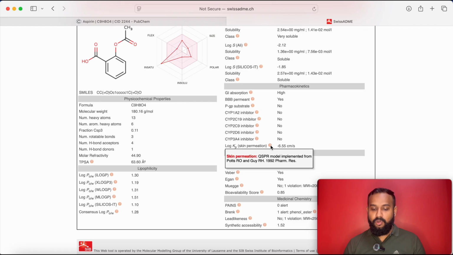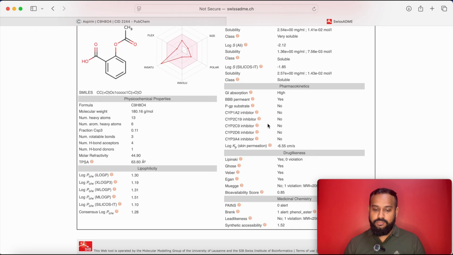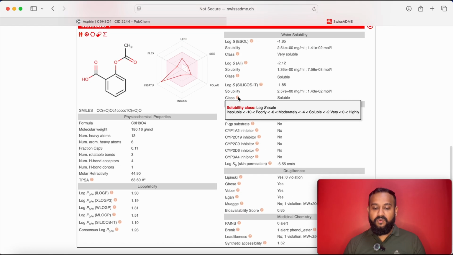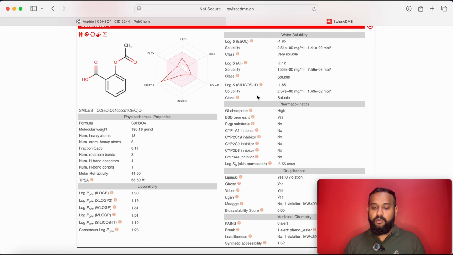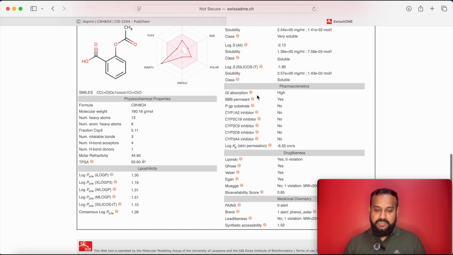If you want to learn more about it, you can point your cursor towards the question mark and click on that. It will give you an idea of what this particular parameter is all about and what it is counting upon. Here you can see solubility should be less than -10, or likewise poor. That is the empirical decision you can go by.